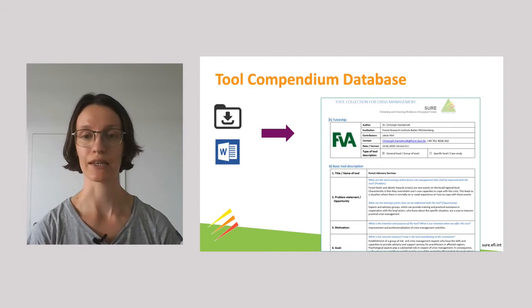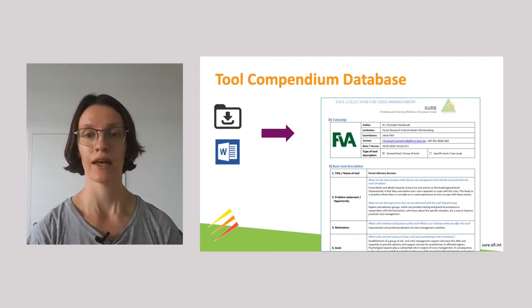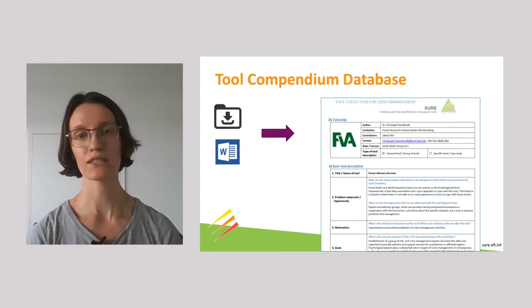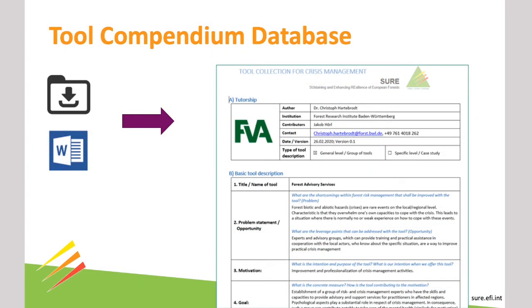In this one, you can see a tool developed by the Forest Research Institute in Baden-Württemberg. The tool in question is Forest Advisory Services, for cases where local actors are overwhelmed with a disturbance or feel they don't have adequate knowledge on how to deal with it. In Baden-Württemberg, they have developed expert groups to help and advise these local actors in need to better improve the risk management in the area.